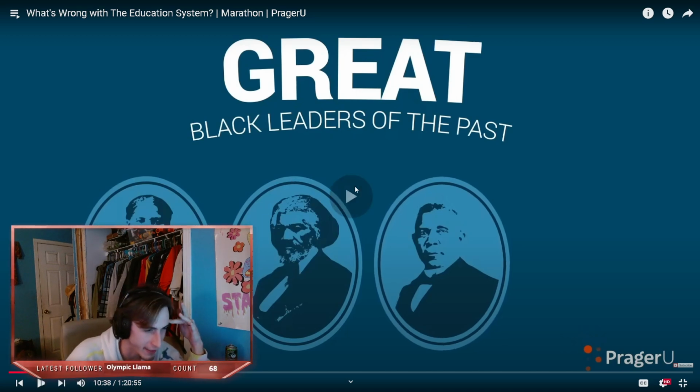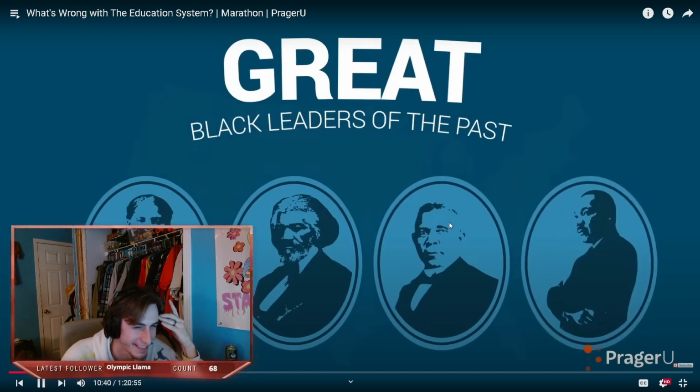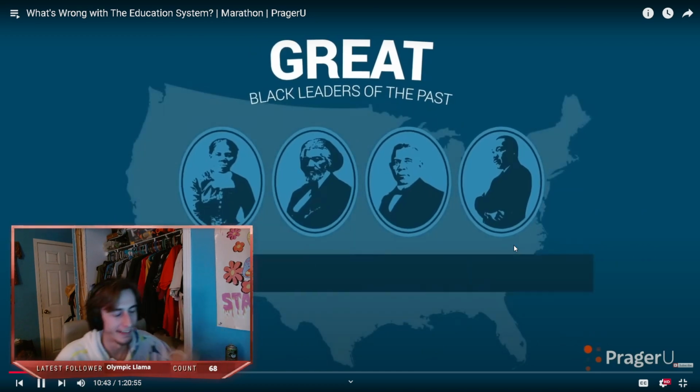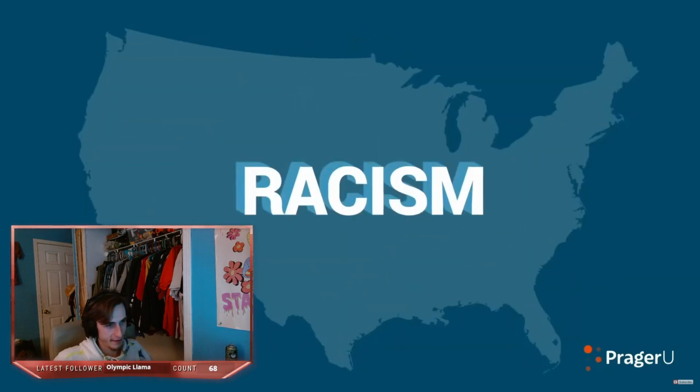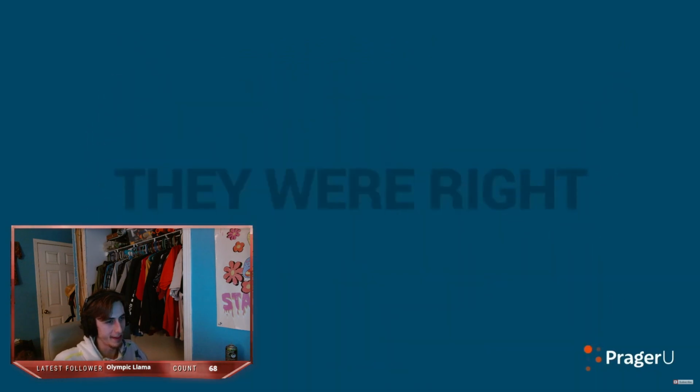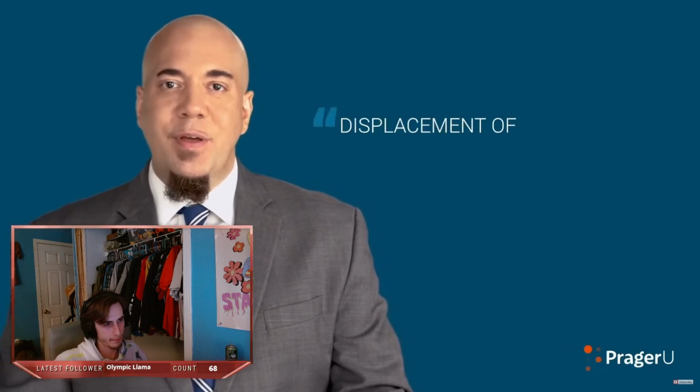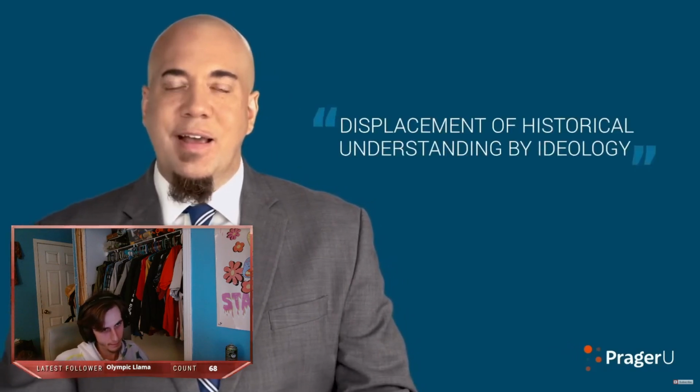Martin Luther King never lost faith in America's promise that all people are created equal. None of them believed that racism was America's defining characteristic. Shortly after the 1619 Project was published, a group of historians, almost all on the left, wrote a public letter condemning the work. They called it a displacement of historical understanding by ideology. They were right too. I'm Wilfred Riley, Associate Professor of Political Science at Kentucky State University.